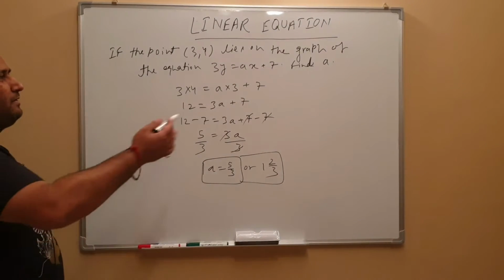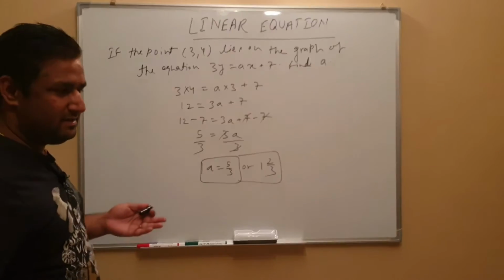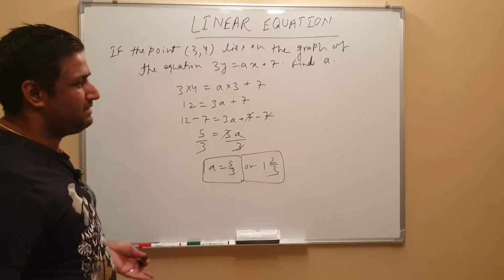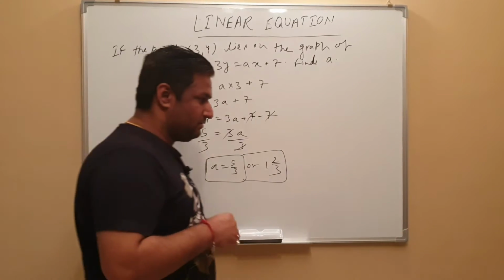So basically this is how we find the missing value. You can find a lot of examples in the NCERT book or other books as well, like R.S. Agarwal and R.D. Sharma. A lot of examples are there, so you can do them for your own practice. Okay, let's move to the next one.